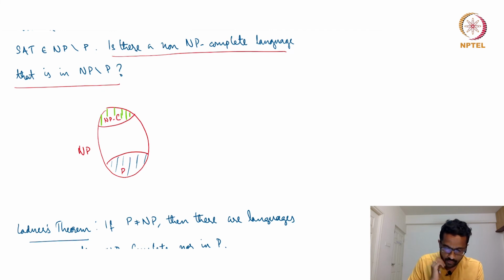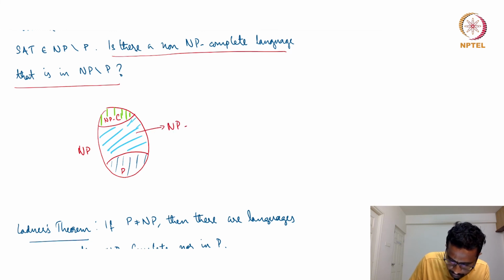The question is, so we know that the NP complete languages are certainly not in P if P is not equal to NP. So what I want to ask is, are there languages in the middle or in the intermediate region? Like in the light blue shaded region, is this region empty, or are there languages that are in the intermediate zone? So NP is this whole thing, and this middle part I am calling NP intermediate, okay?